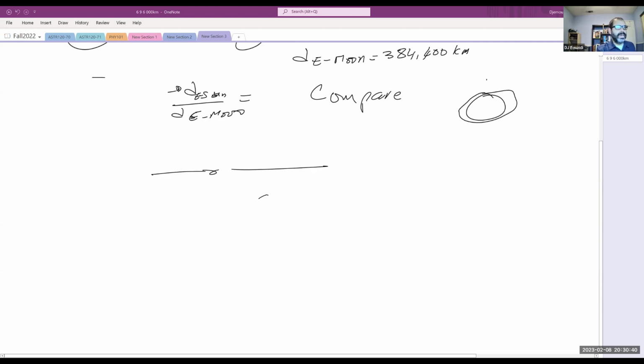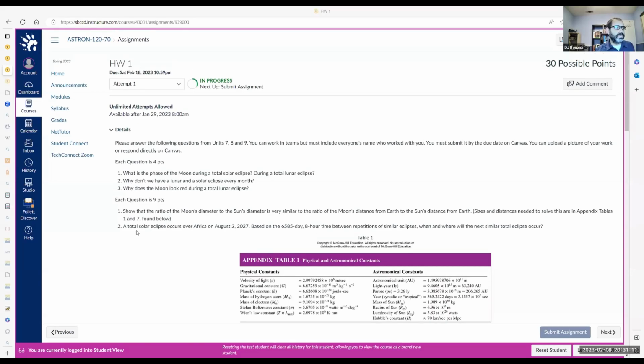The other one has to do with the Mayan method of predicting the next solar eclipses, and it's based on 6,585 days and 8 hours for the next solar eclipse to happen. So we know, according to the problem, and let me share the problem with you so you can see it. It's in this homework one, this assignment here.